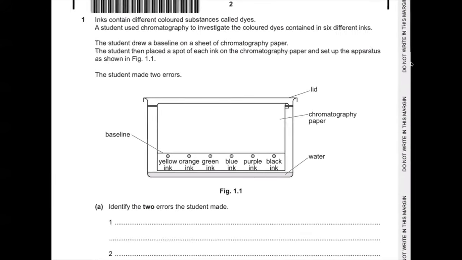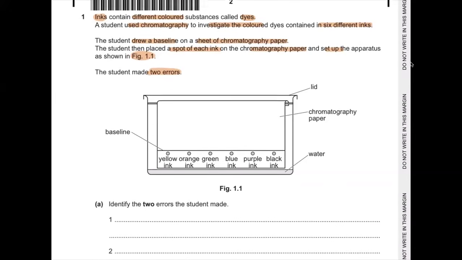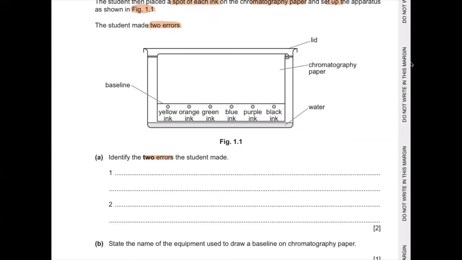Okay. So let's start with question number 1. If you see, you can see the diagram that it's related to the chromatography. Inks contain different colored substances called dyes. A student used chromatography to investigate the colored dyes contained in 6 different inks. The student drew a baseline on a sheet of chromatography paper. The student then placed a spot of each ink on the chromatography paper and set up the apparatus as shown in figure 1.1. The student made 2 errors. So they have mentioned that there are 2 errors. Identify the 2 errors that student made.